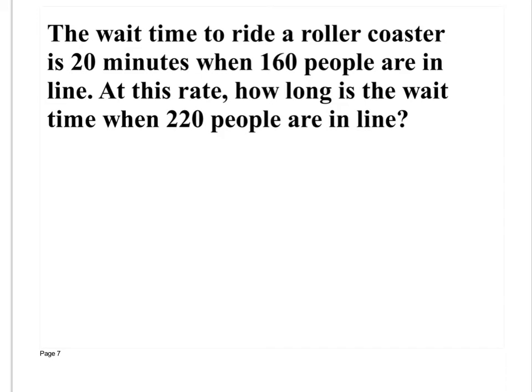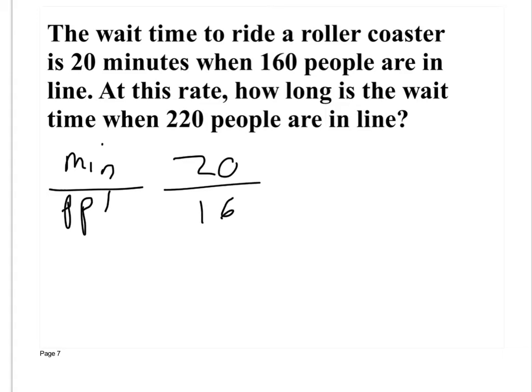It says the wait time to ride a roller coaster is 20 minutes when 160 people are in line. At this rate, how long is the wait time when 220 people are in line? What I do is I set up minutes over people. And I do the first ratio. It's 20 minutes with 160 people. That's going to be equal to X amount of time over 220 people. X is what I'm trying to find. It's the wait time. I need to know what it is when there's 220 people in line. These are proportional, so all I have to do is cross multiply.